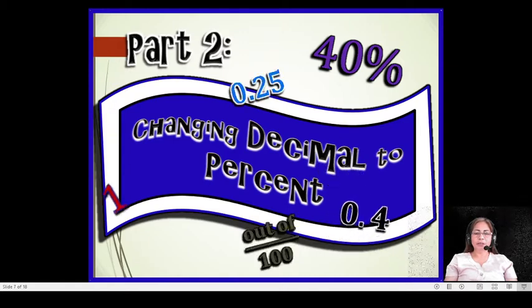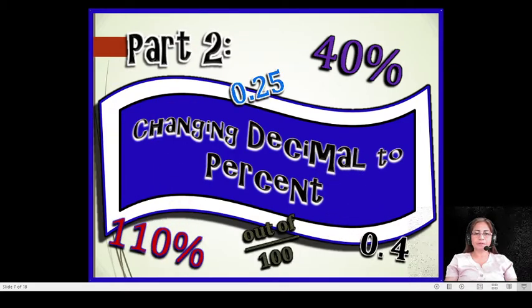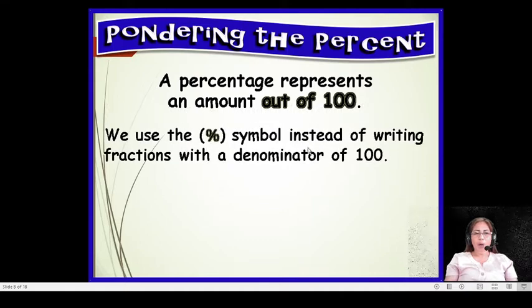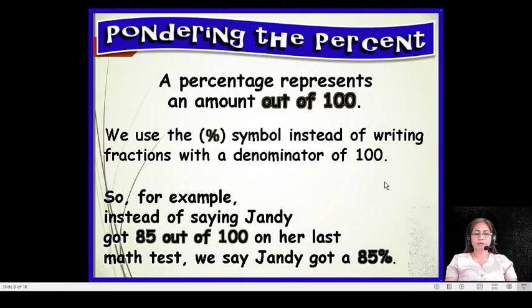Changing decimal to percent. A percentage represents an amount out of 100. We use the percent symbol instead of writing fractions with a denominator of 100. So for example, instead of saying John got 85 out of 100 on her last math test, we say John got 85%.